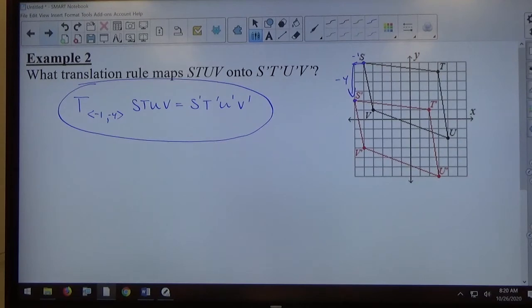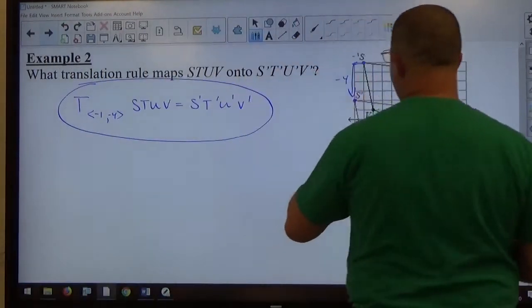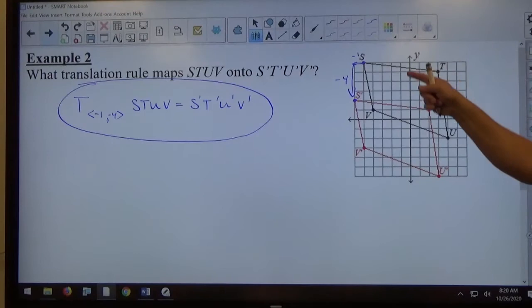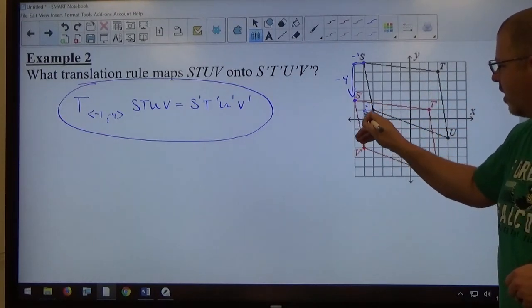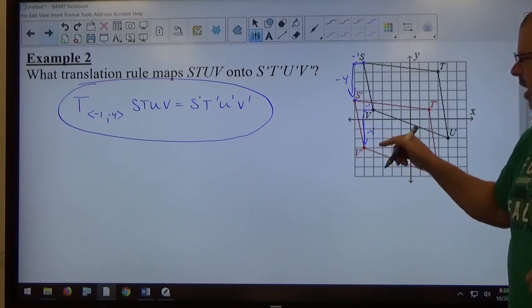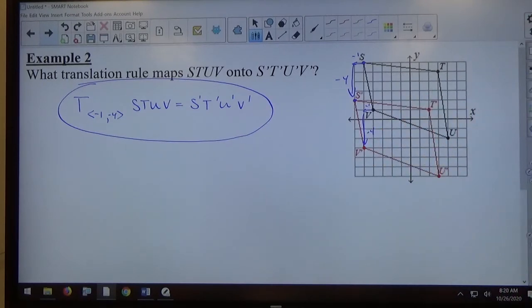If you wanted to verify that's the right answer, first of all, they might not say what translation, they might say what transformation happened. So you have to determine, was it a reflection, was it a translation? We're going to do rotations in the next chapter. So if you verify that, hey, I go 1 left and 4 down. Here, I go 1 left and I go 4 down. And you should see that all the vertices are affected the same way.